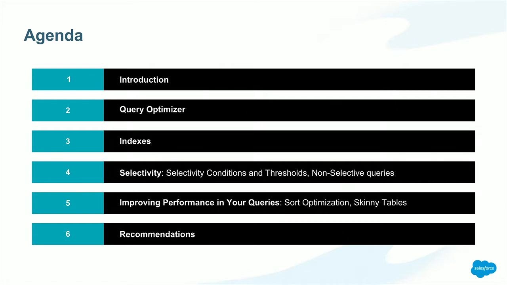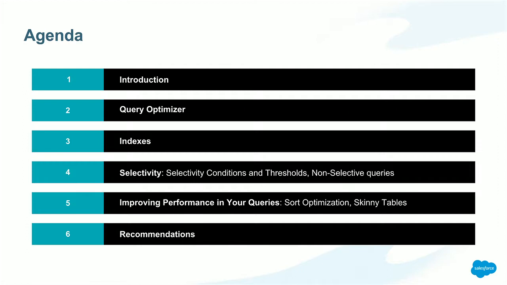Then I'm going to speak about the query optimizer, how the query optimizer works. We will continue speaking about the indexes. What are the indexes that Salesforce creates automatically for us? And how can we create a new index, and what are the allowed fields. We will continue speaking about the selectivity, what is a selective query, what is a selective filter, and what is the exception that we have to avoid when we are writing a query.